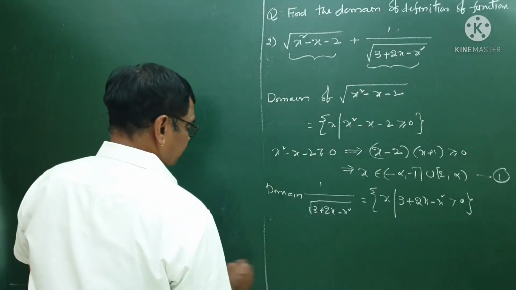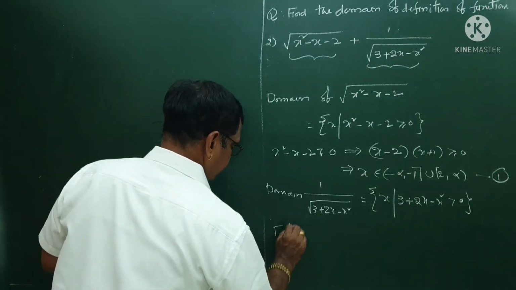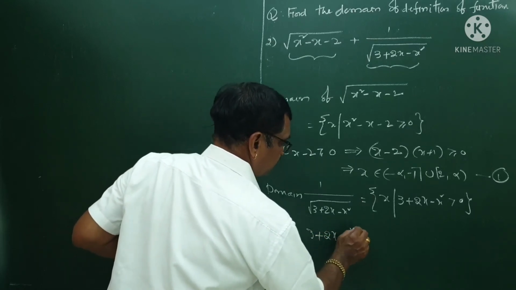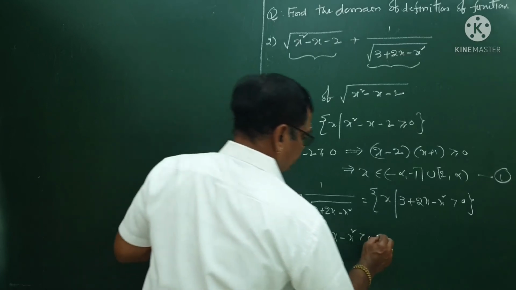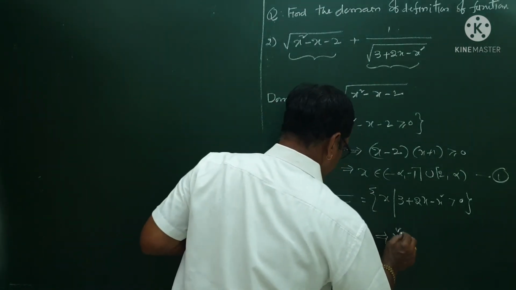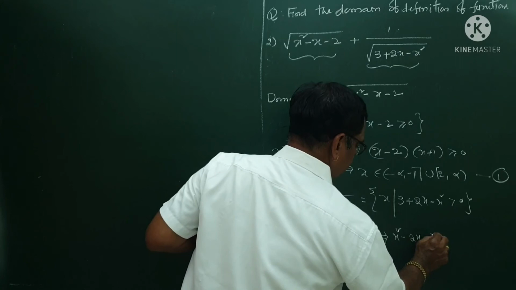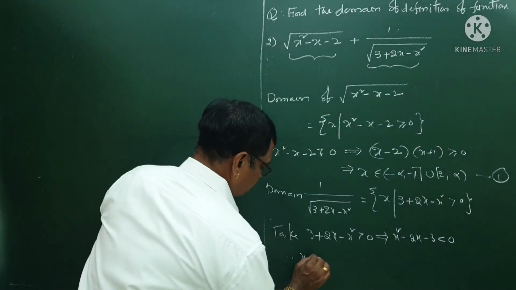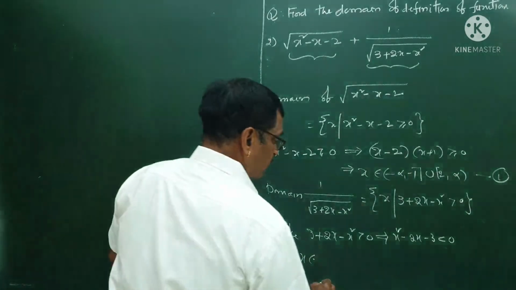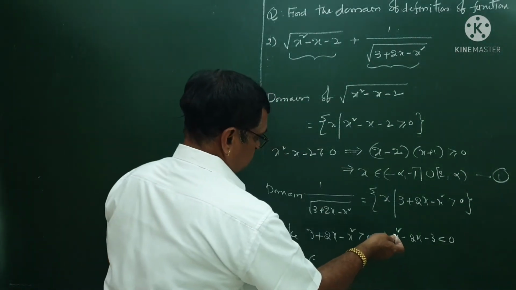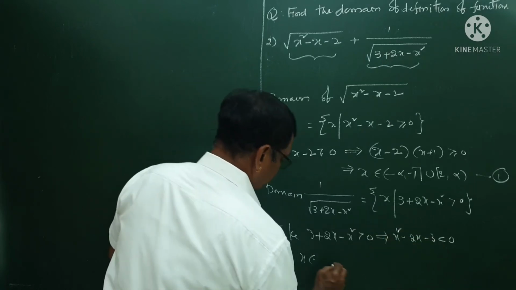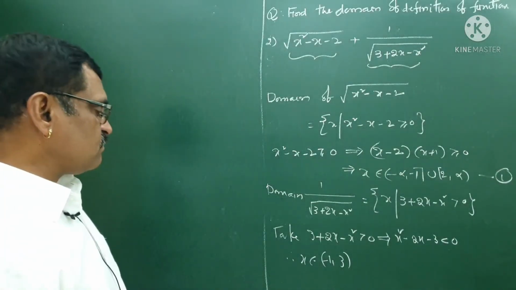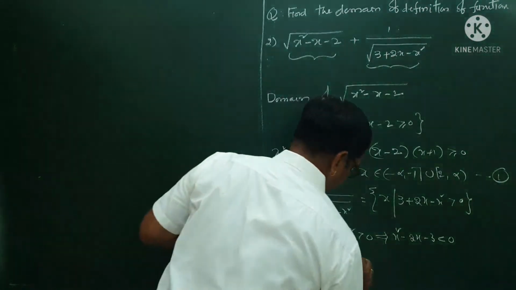Now, therefore, take 3 plus 2x minus x square greater than 0, and this is the same as x square minus 2x minus 3 less than 0. Therefore, the roots are 3 and minus 1, so x belongs to minus 1 to 3. Minus 1 to 3. Now, this is number 2.